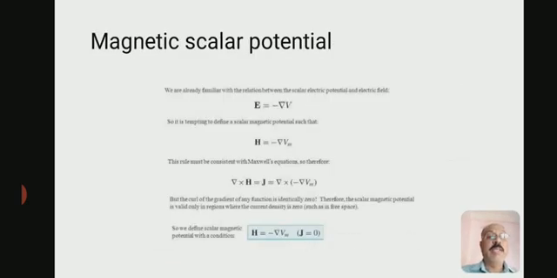Now, the magnetic scalar potential. The magnetic scalar potential is given by E is equal to minus del V and H is equal to minus del Vm. Then finally del cross H is equal to J is equal to del cross of minus del Vm, and the scalar magnetic potential with the condition H is equal to minus del Vm holds where J is equal to 0.